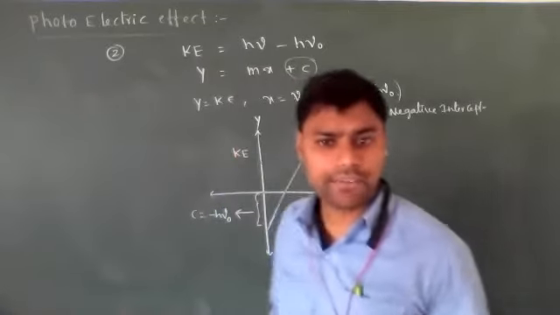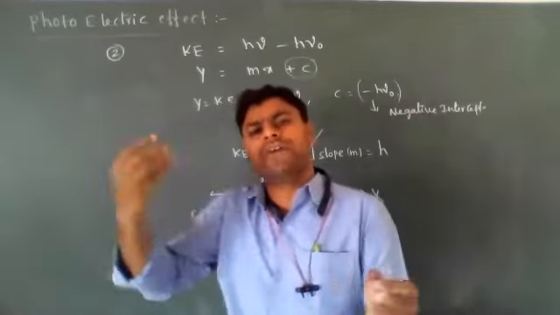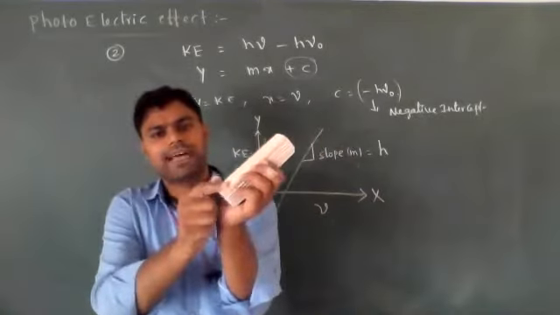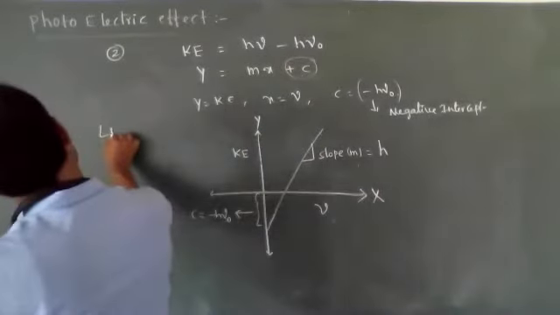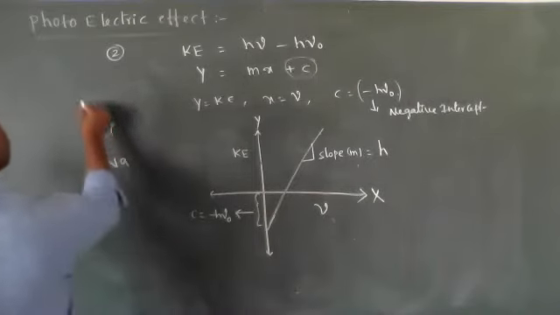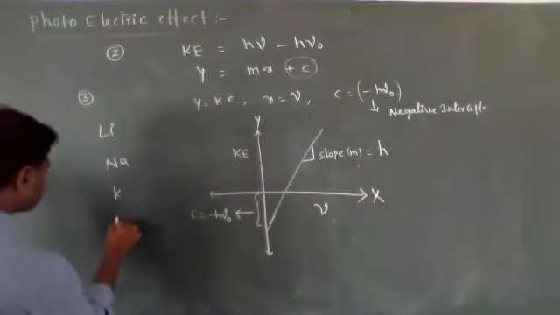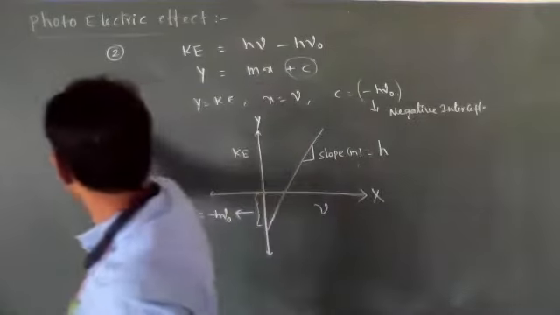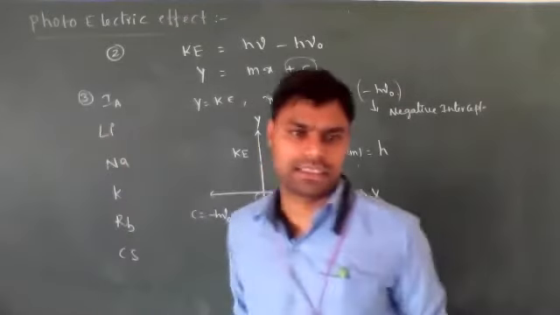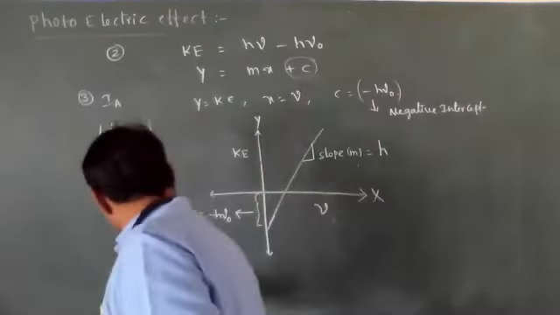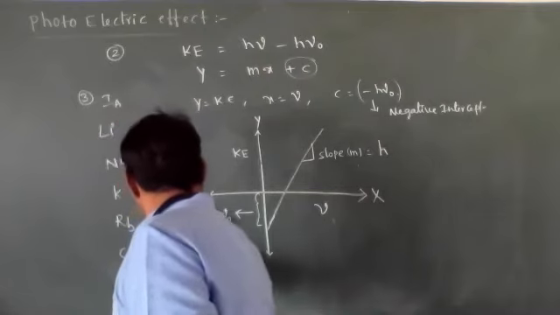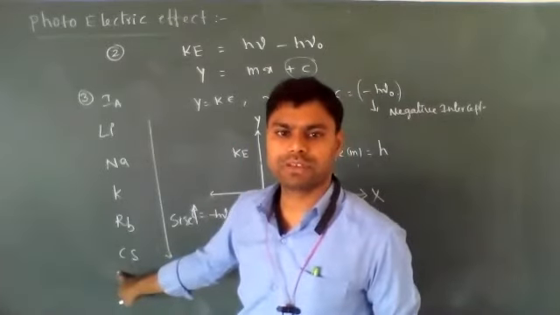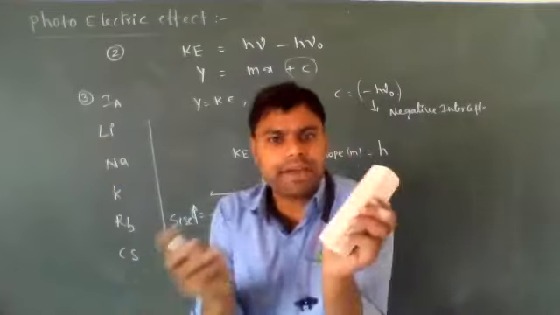Photoelectric effect means the phenomenon of removing electrons from the surface of a metal. For example, imagine metals like lithium, sodium, potassium, rubidium, cesium. These are all first group elements, alkali metals. Size increases from top to bottom. Cesium has the largest size, and lithium has a small size.